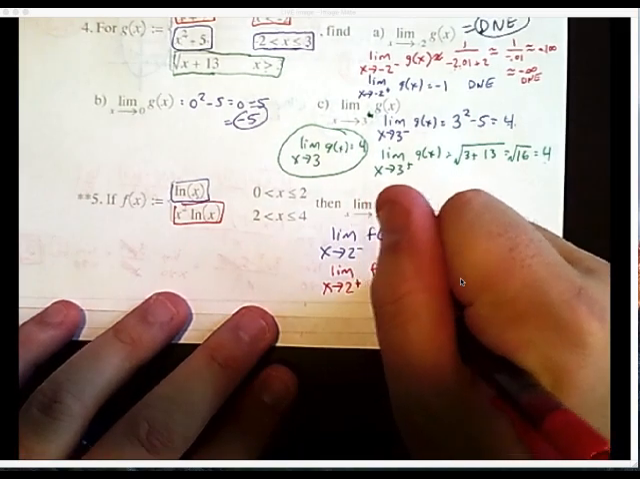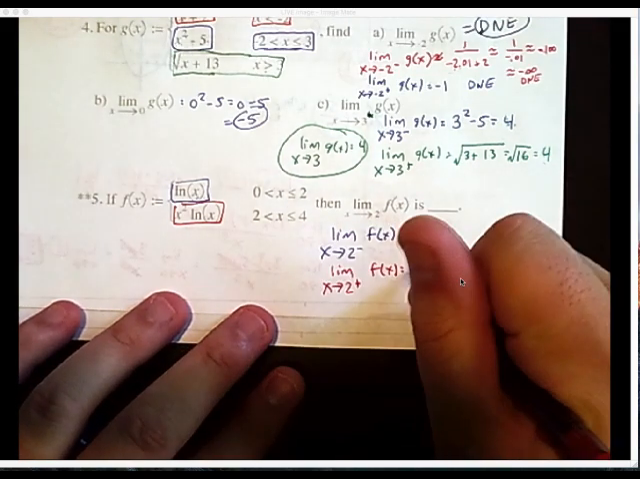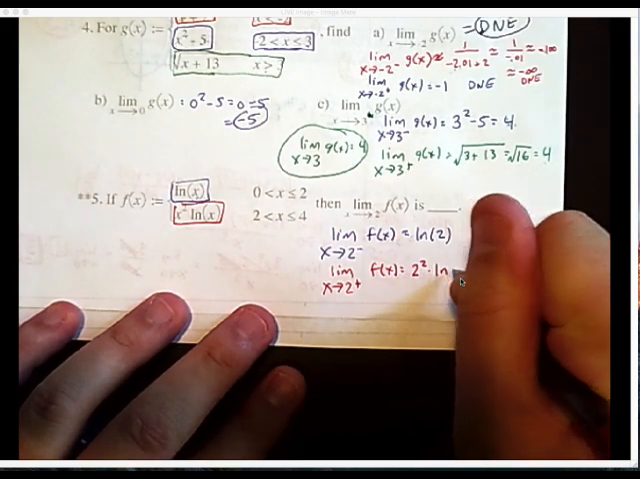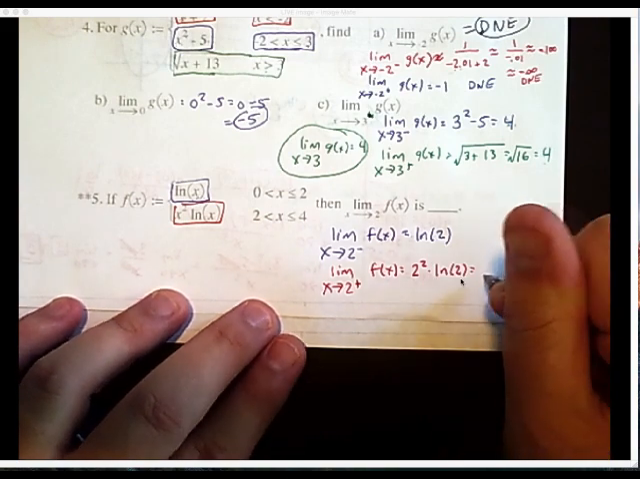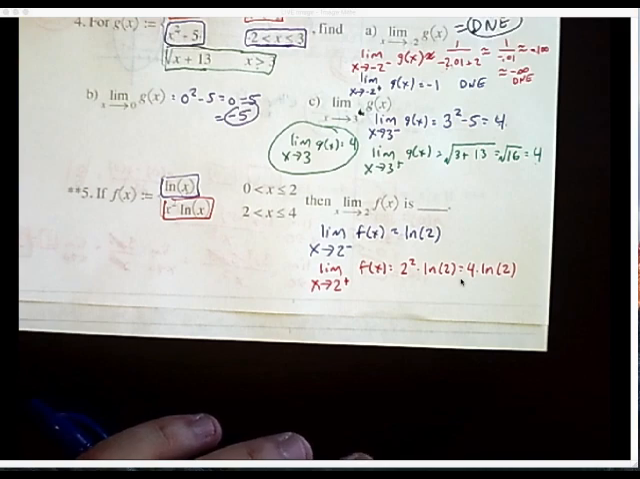Okay, so all I do there, the first thing I try to do is direct substitute. So everywhere I see an x, I'm going to plug in 2. So 2 squared times ln of 2. 2 squared is 4. So that's 4 times the natural log of 2.